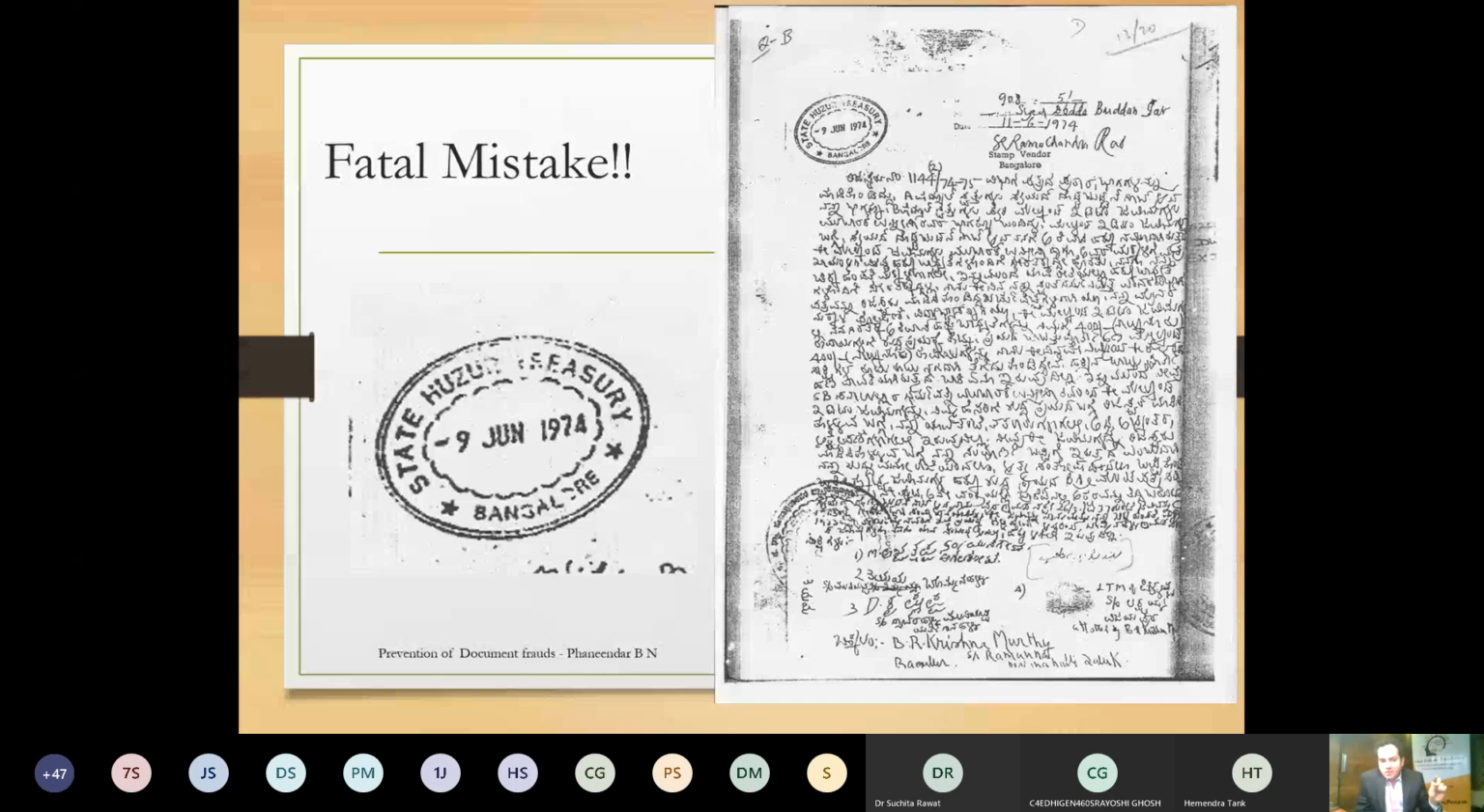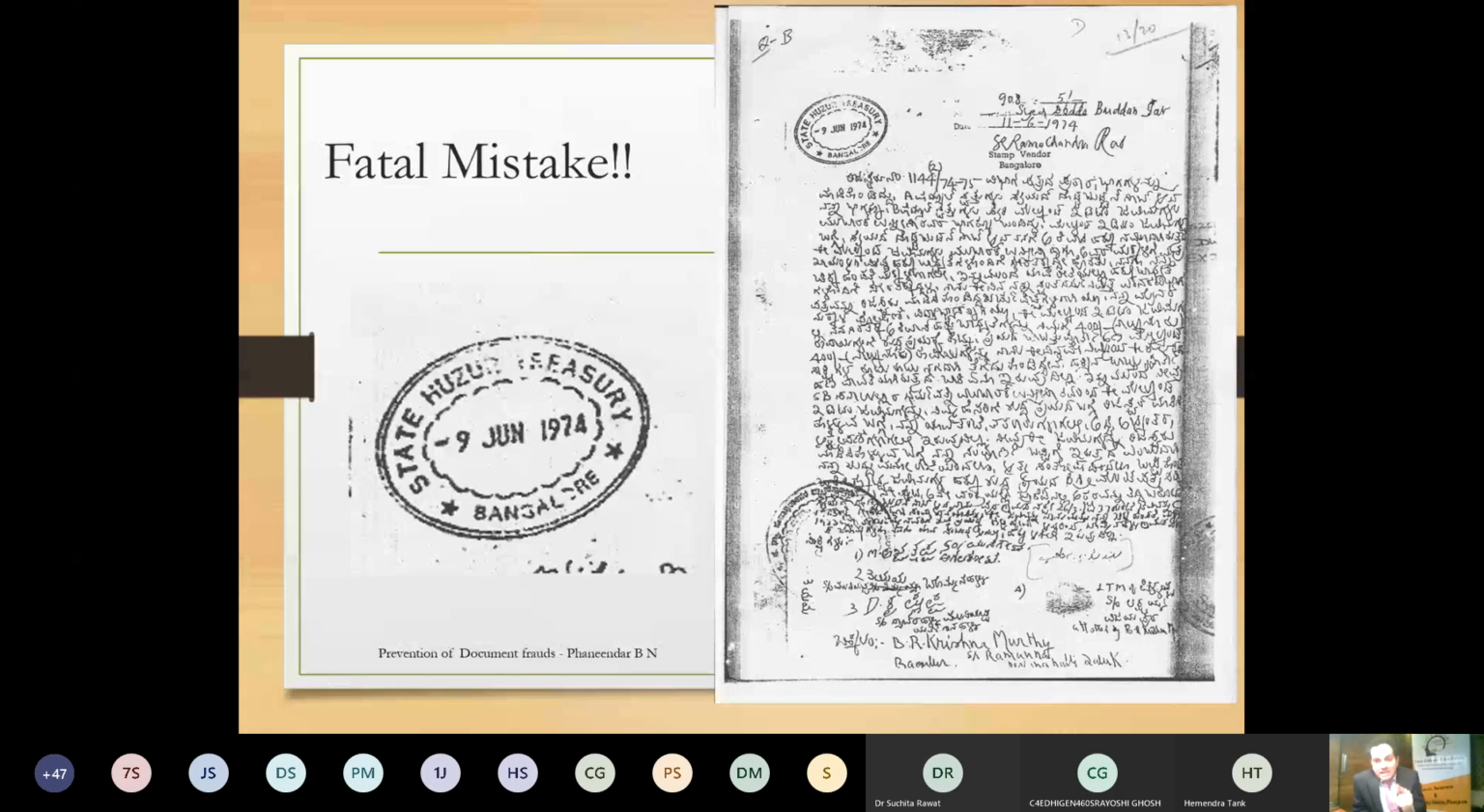So for this date of 9th June 1974, all I did in this case was file an RTI, Right to Information Act application, to ask for all the transaction details on Sundays in the past 50 years. And the government responded saying that no such transaction was held on any Sunday. This document was submitted before the court, and that's the end of the case.